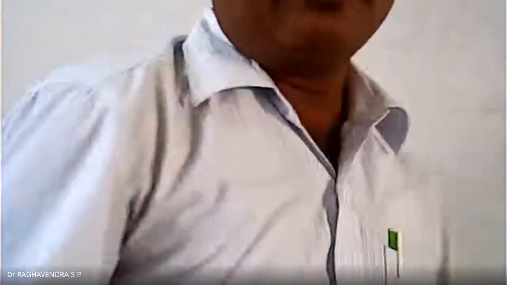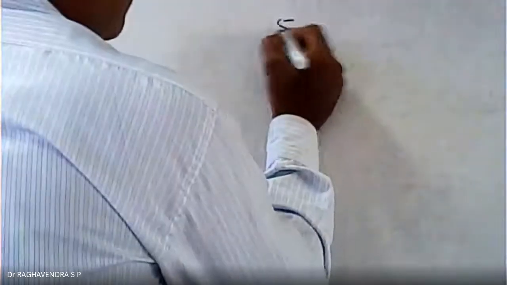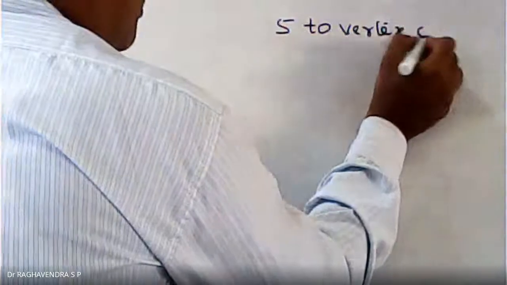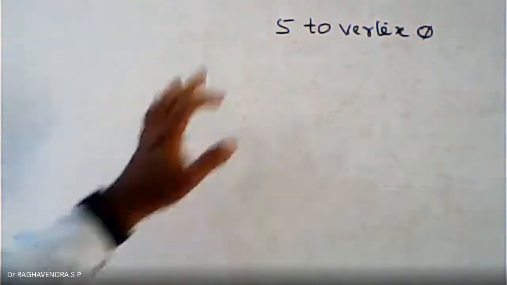Now we will solve a problem. Find the shortest distance and shortest path from vertex 5 to vertex 0. So this is the problem.